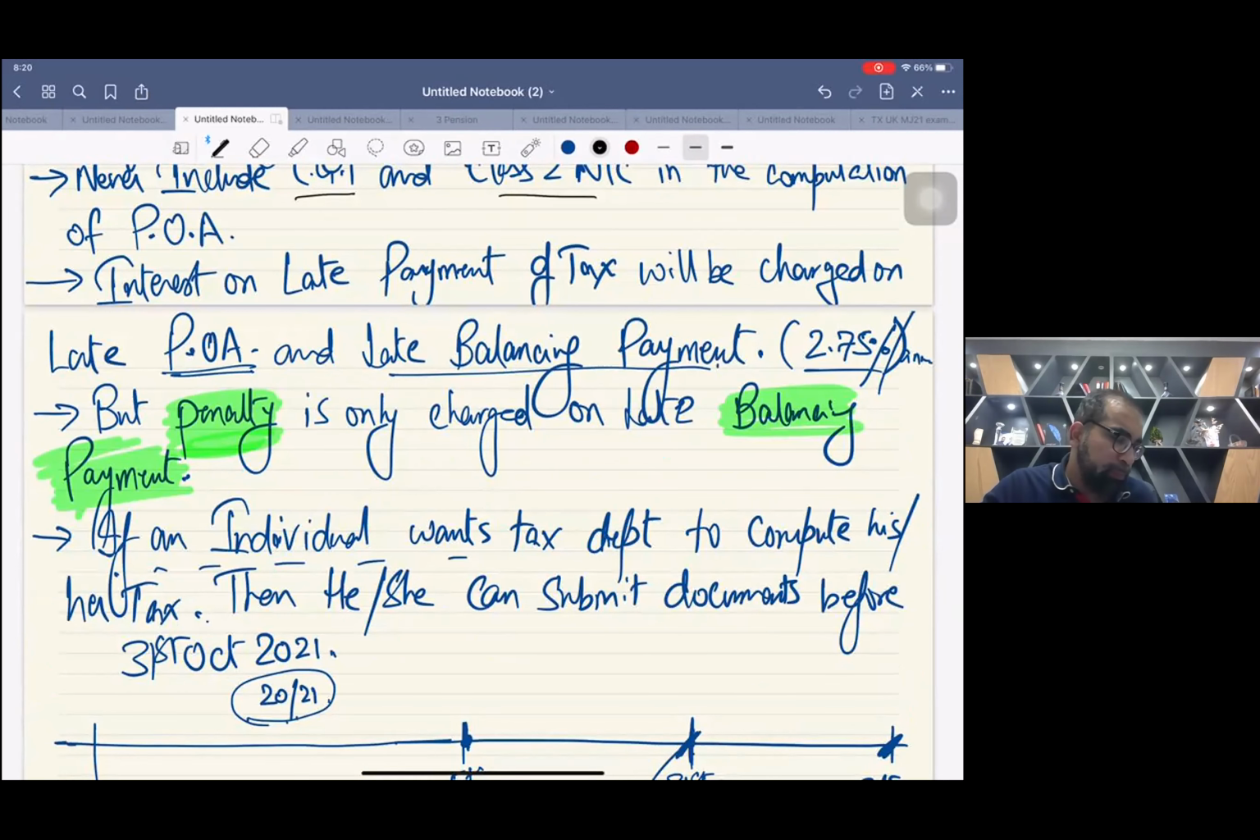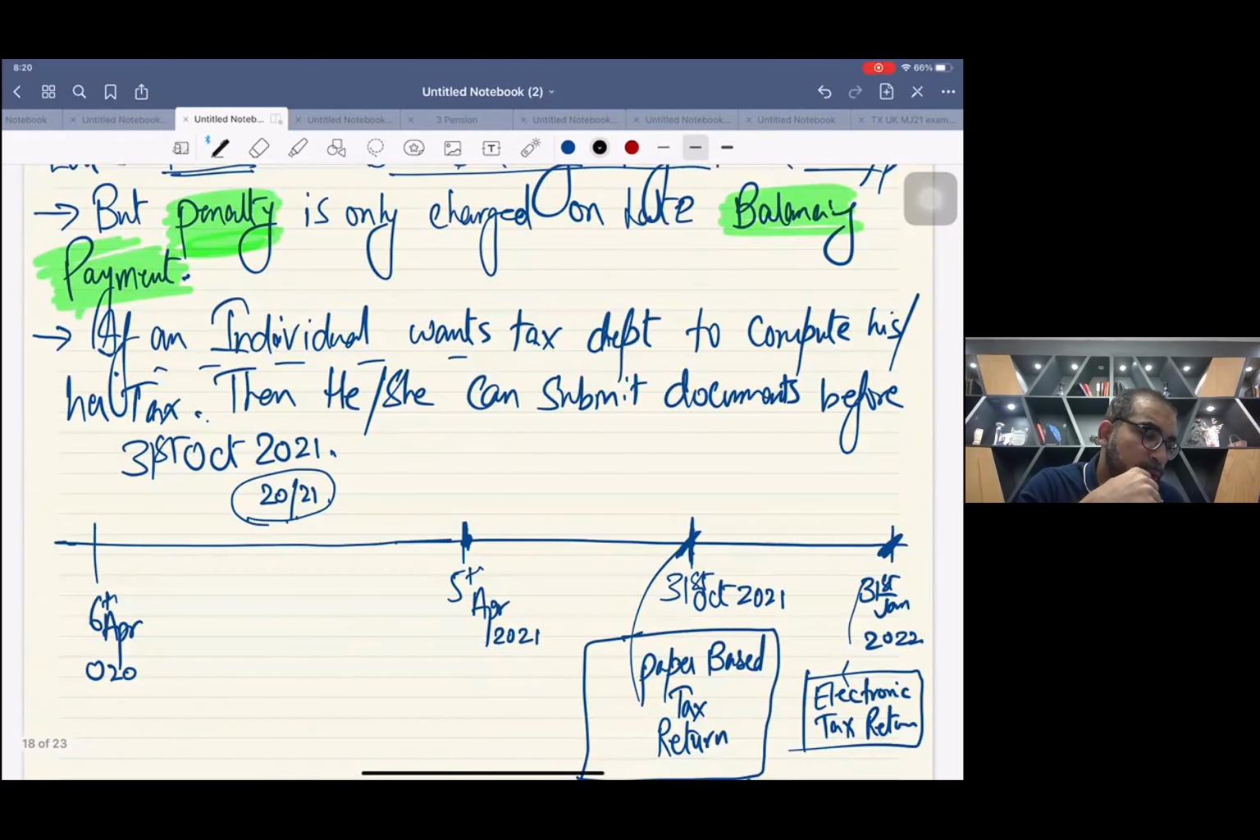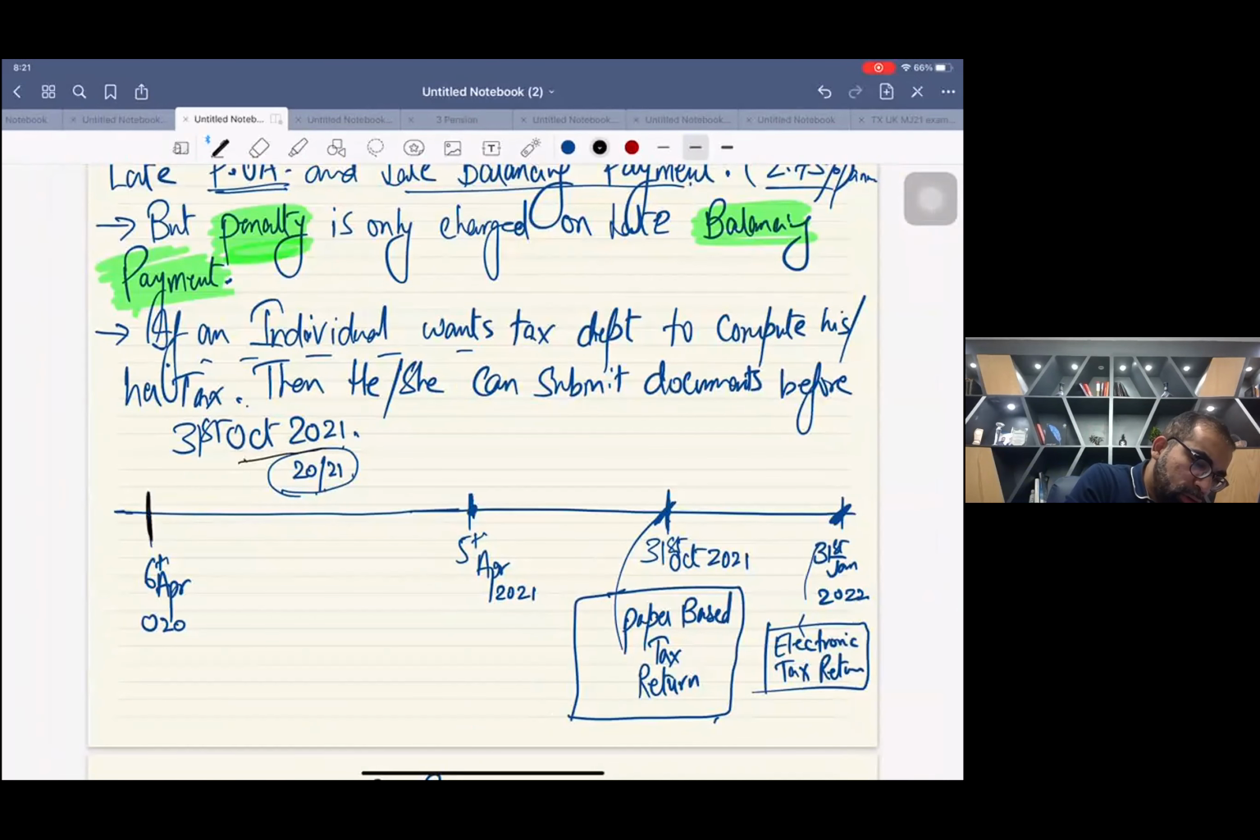Okay. Now, one more thing. If an individual wants the tax department to compute his or her tax, then he or she can submit documents before 31st October 2021. Listen, this is your 2021 fiscal year, and if you want the tax department to compute your tax, then you have to submit the documents before 31st October, and then they will do the tax computation for you.